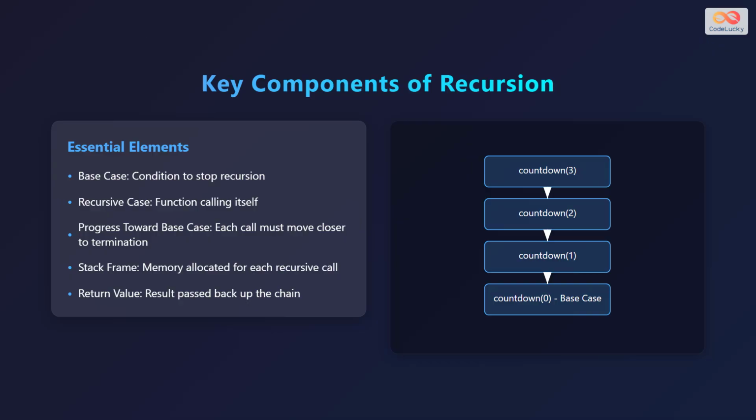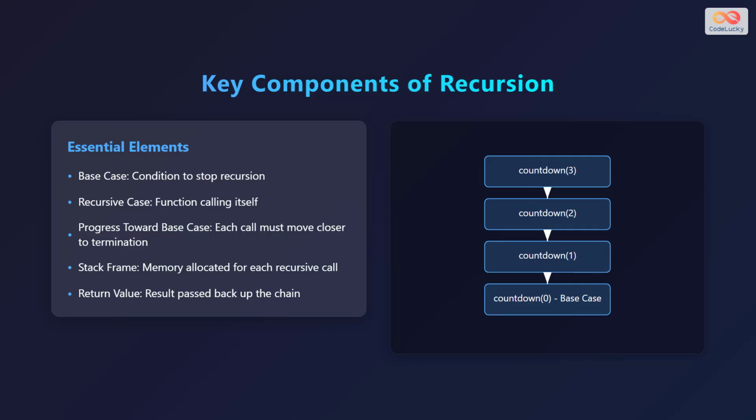A stack frame is memory allocated for each recursive call. It stores the function's local variables and the return address. The return value is the result passed back up the call chain. Each recursive call returns a value, which is then used by the calling function.